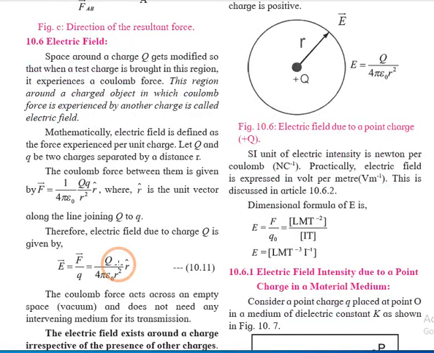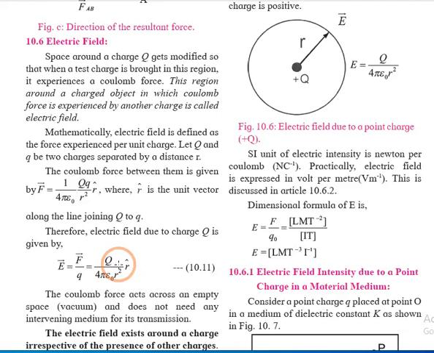force per unit charge. If we consider capital Q as the charge causing the electric field, then the electric field, denoted by capital E, is equal to vector F upon small q. Now we have the value of vector F, that is Q into q divided by 4 pi epsilon naught r square into r cap. Here we are going to divide this term by small q. Now q gets cancelled. The remaining term is E equal to F upon q is equal to Q upon 4 pi epsilon naught r square into r cap.